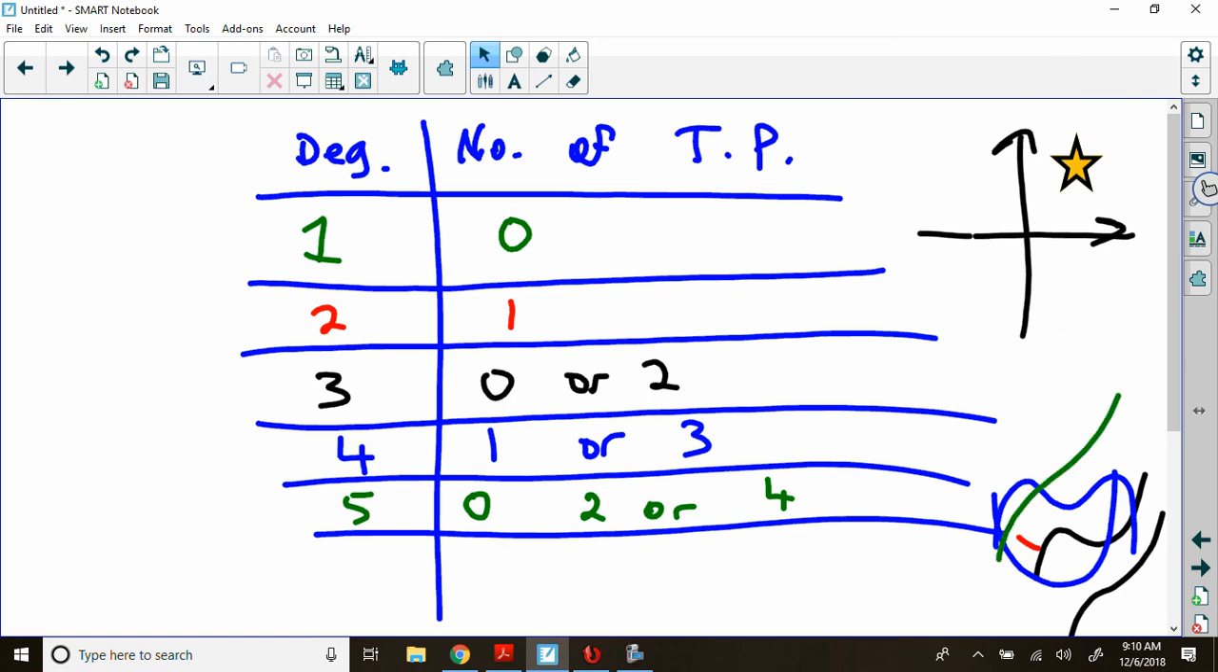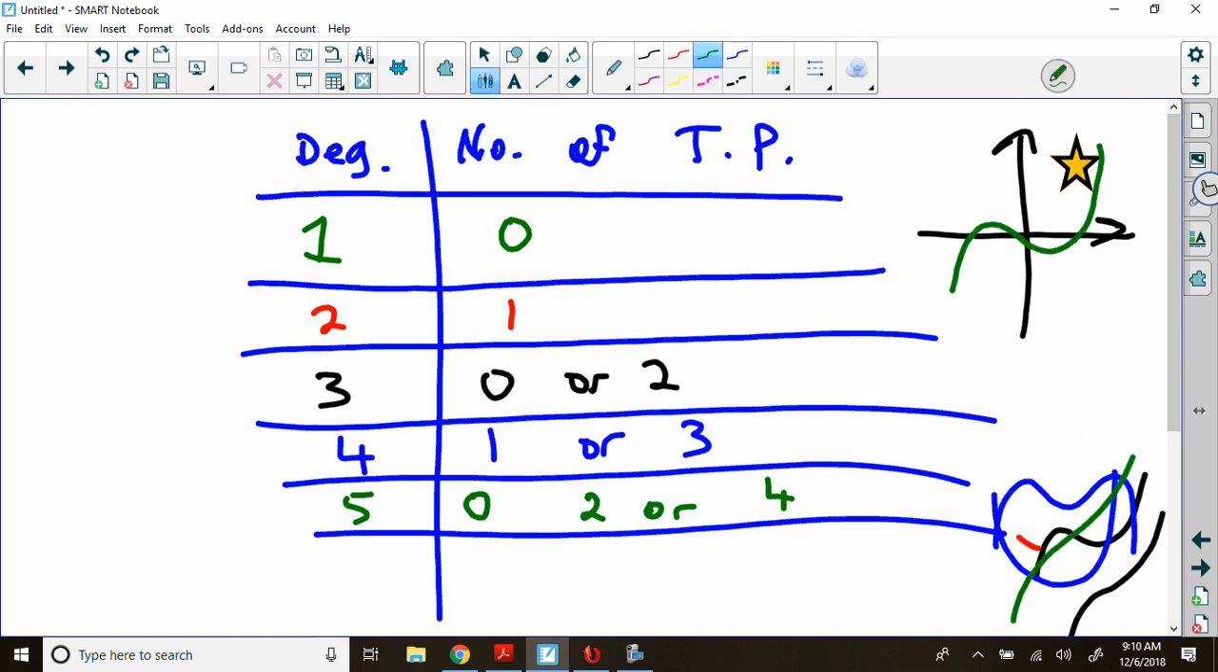A fifth degree polynomial could look like this. How many turning points does that one have? 2. Or a fifth degree polynomial could look like this. How many turning points does that have? So it could have 2 or 4 or none. Are we starting to see the forest for the trees now? Can we draw a conclusion?